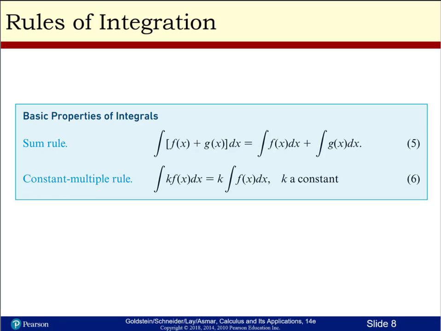In our constant multiple rule, because constants are just constant multipliers, if you have the integral of k times some function f of x dx, you can just pull that constant out and have k times the integral of f of x dx, where k is some constant.